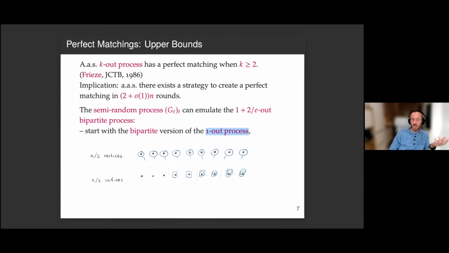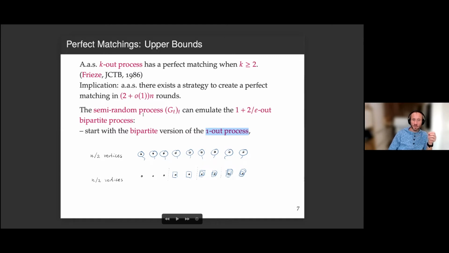But of course, what I can do is run this for n plus some root of n, say omega rounds, and this way it will be guaranteed asymptotically almost surely that the bottom part receives at least half n squares and the top part receives at least half n squares. So maybe not in n rounds, but in n plus little o of n rounds, I can definitely mimic the bipartite version of the one-out process. All right, so that's part of the game.